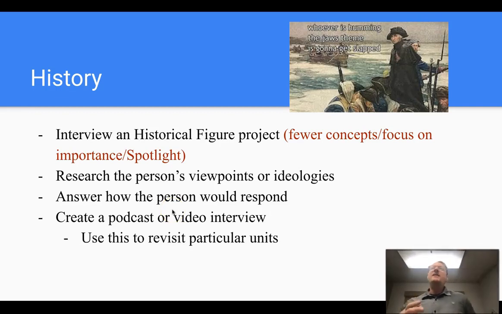And then I would have that student create a podcast or a video interview where the student would play both roles. So the student might be like, hey, Darwin, what do you think about this? And then the student would pretend to be the other person and be like, well, I feel that. And they would answer using the answers that figure would use, right? Because the students would have to research the ideologies of that figure.